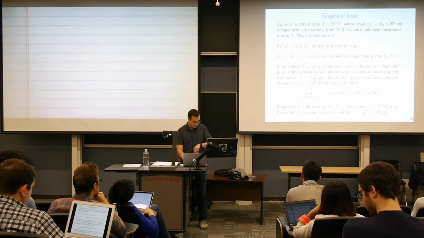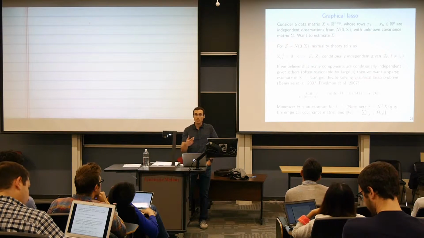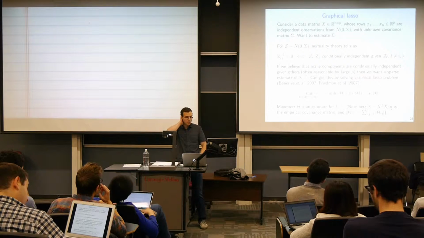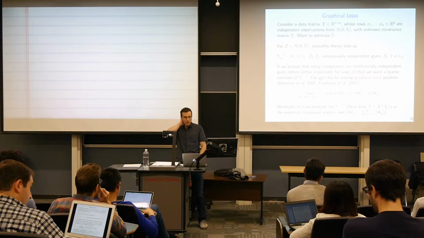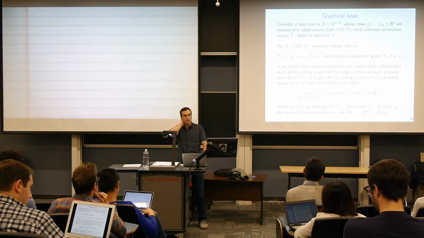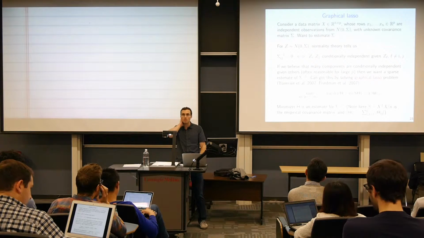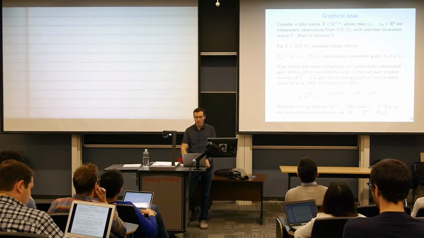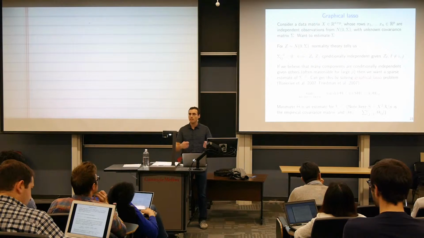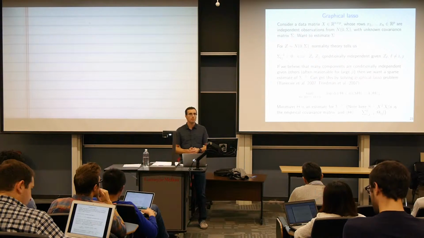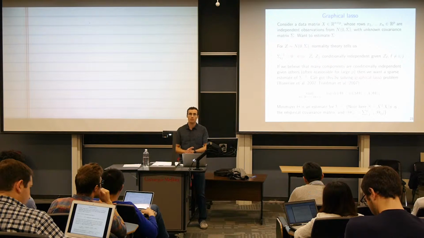And S here is X transpose X over n. That's the sample covariance matrix, assuming that the data were centered. And by trying to induce zeros in theta, which stands for the inverse covariance matrix, we're trying to learn that many of the components of our data, dimensions of our data, are conditionally independent given the others. That's the setup for the graphical lasso.